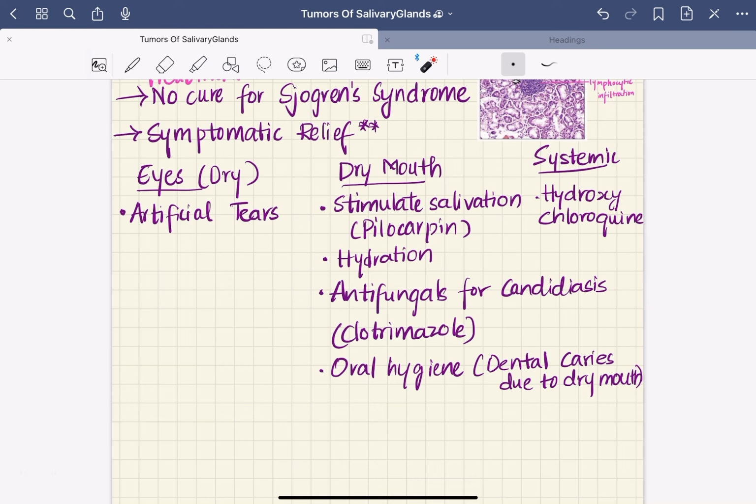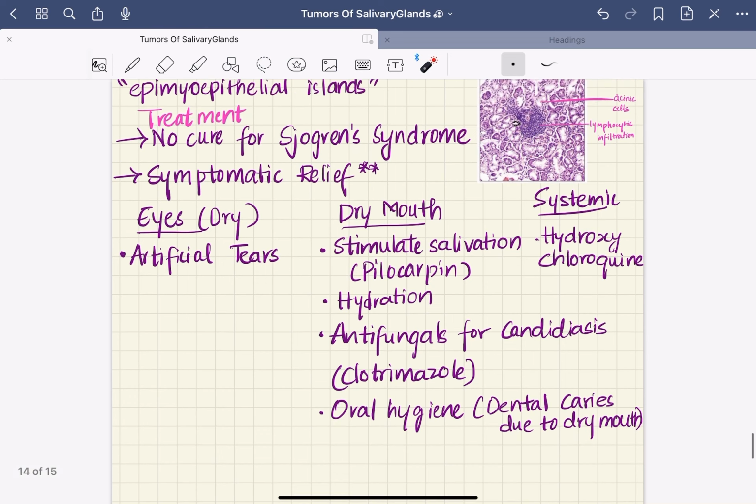So candidiasis mainly occurs when there is dry mouth. For oral candidiasis, antifungals like clotrimazole are used, and oral hygiene instructions are given. Dental caries can also occur due to dry mouth, so oral hygiene instructions are given. For the systemic complications, hydroxychloroquine is generally given. Thank you.